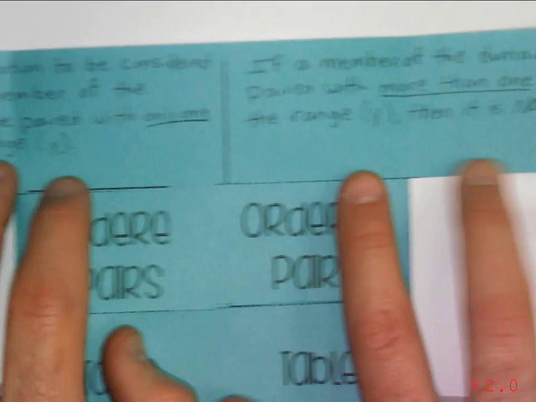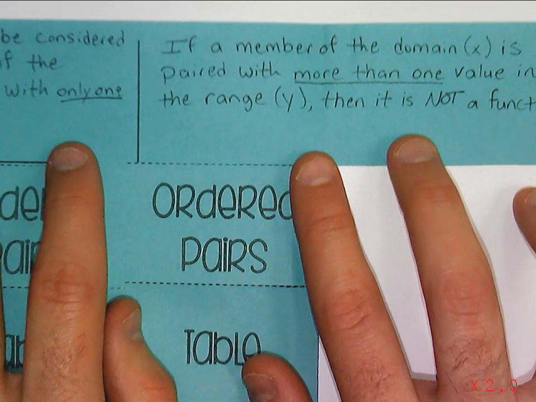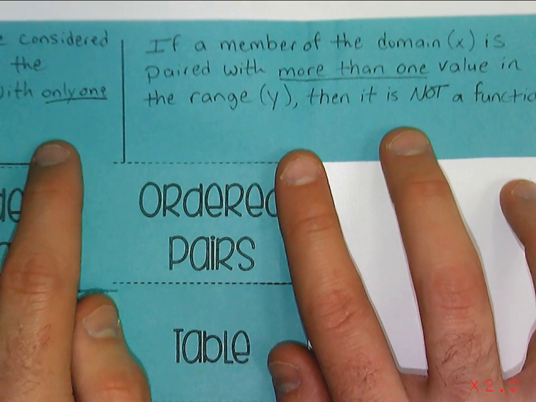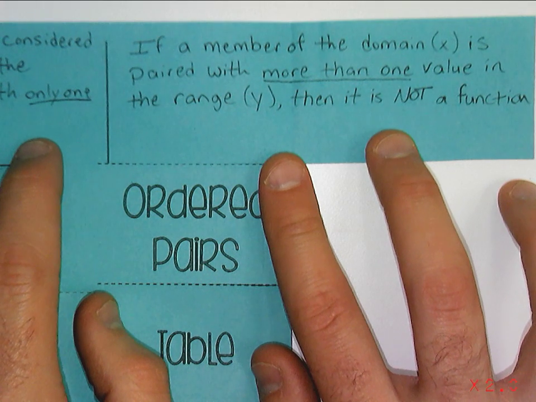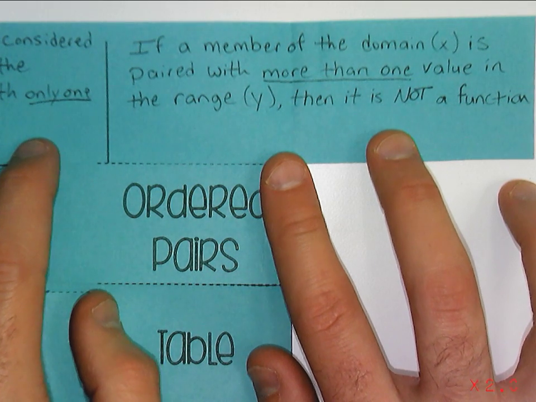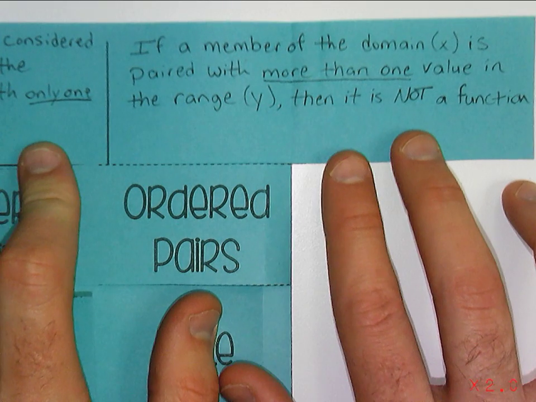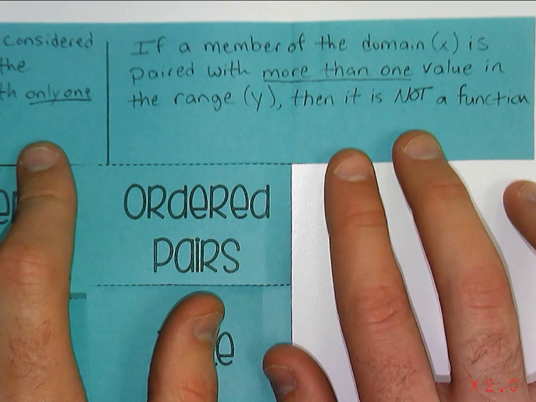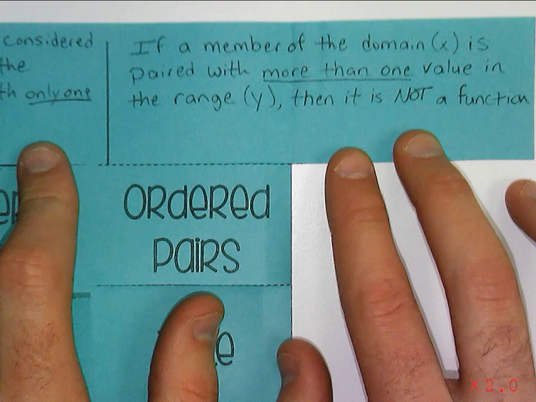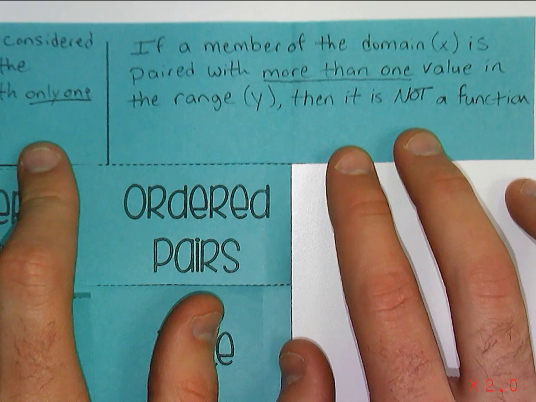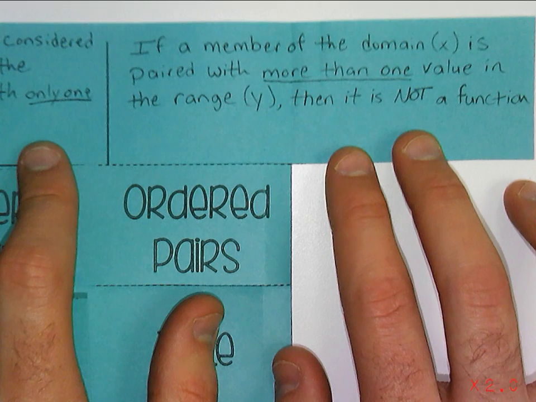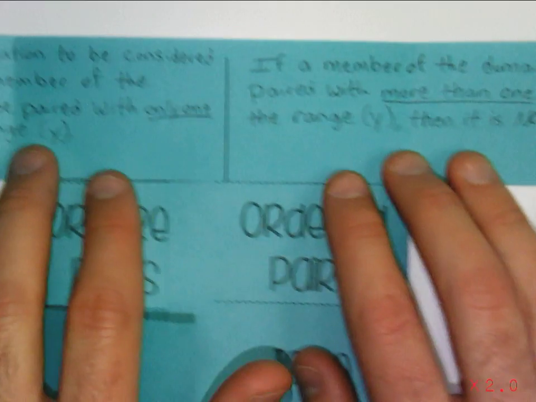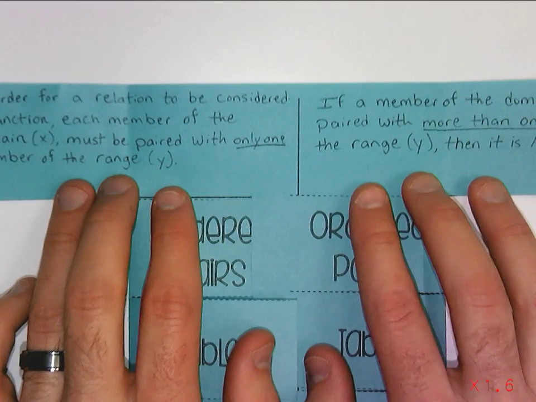And for something to not be a function, it says, if a member of the domain, or your X values, remember, is paired with more than one value in the range, Y, then it is not a function. So if you have an X value, let's say 2, going to both 3 and 5 in your Y values, then it's not a function because each input, which we'll get to later, must be paired with exactly one output. So make sure that you get these written in your notebook.